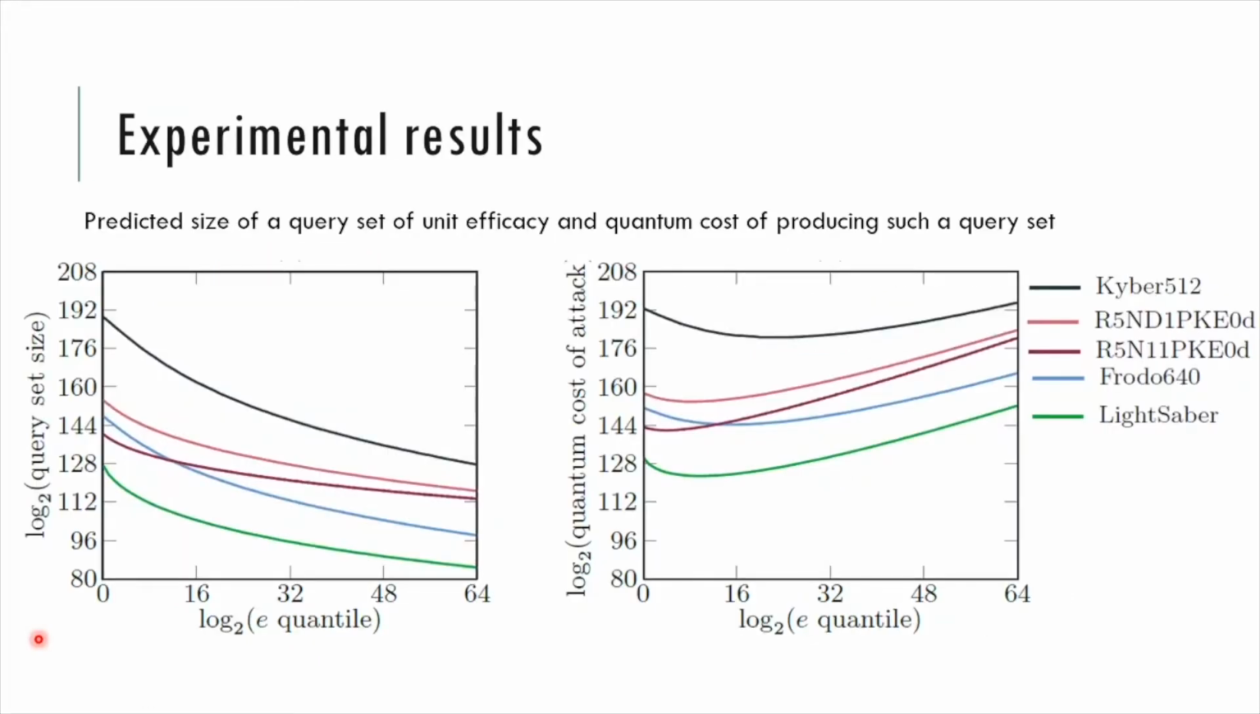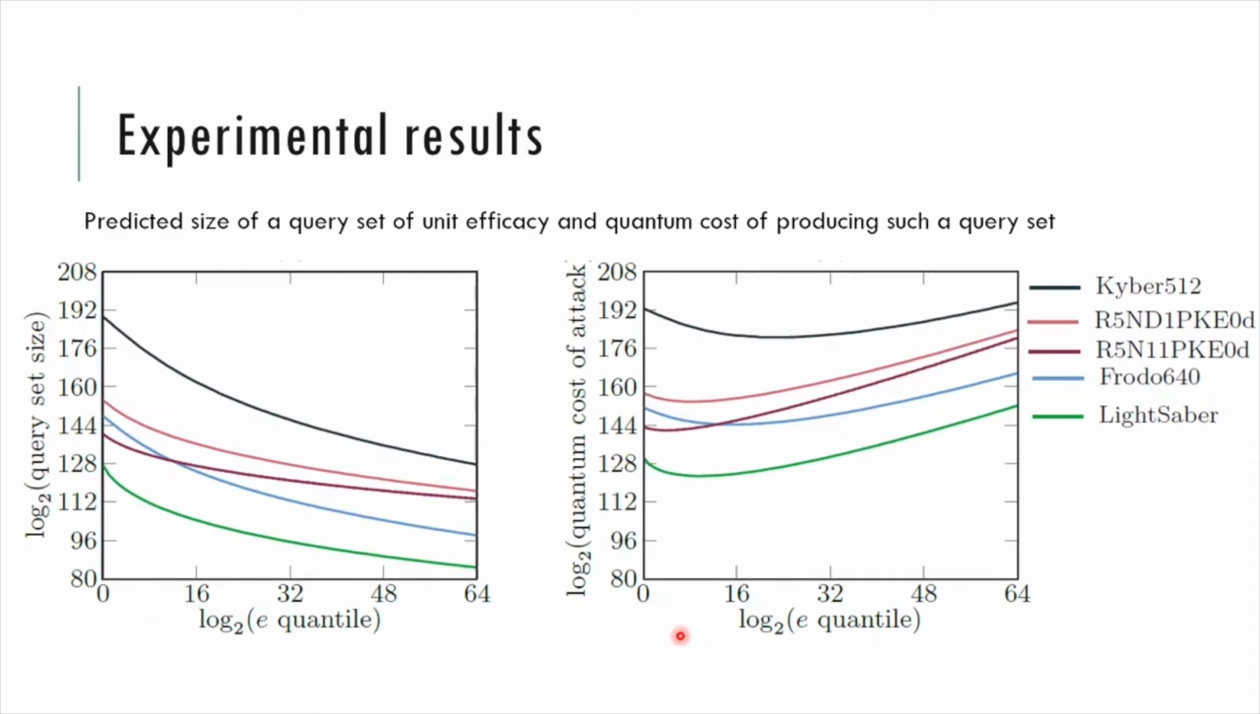In this slide, you can see our experimental results. We analyzed different KEMs from the NIST post-quantum standardization effort. On the left-hand side, you can see the predicted size of a query set of unit efficacy. That means that given a query set of this size, the attacker will find a decryption error with probability 1.